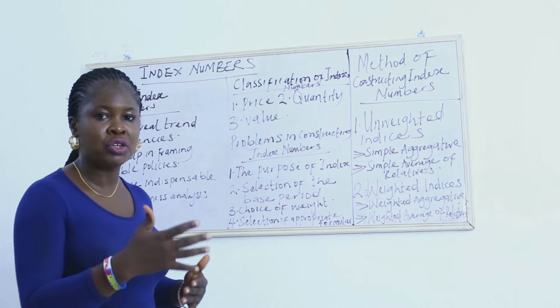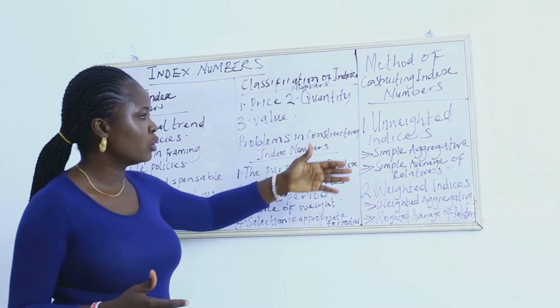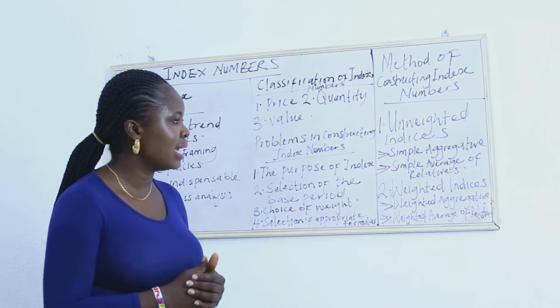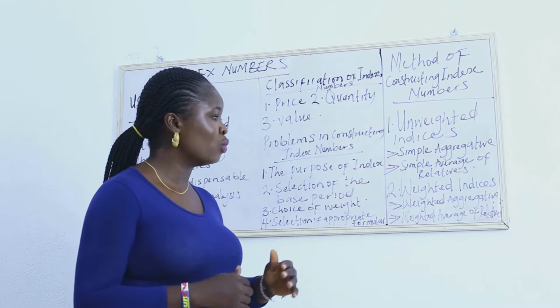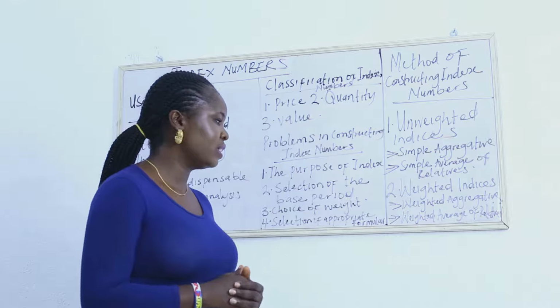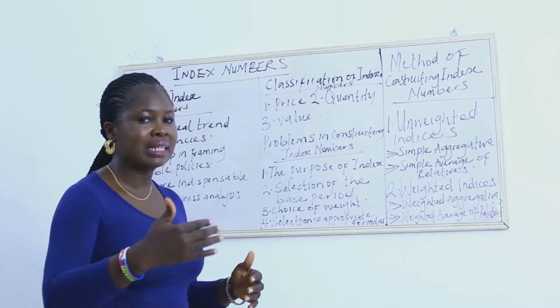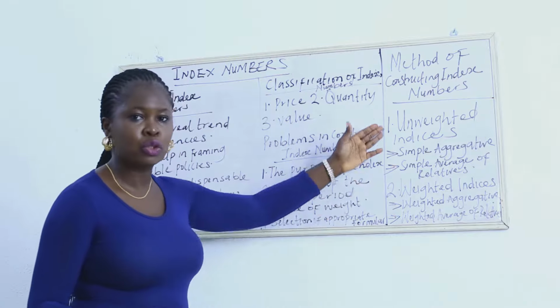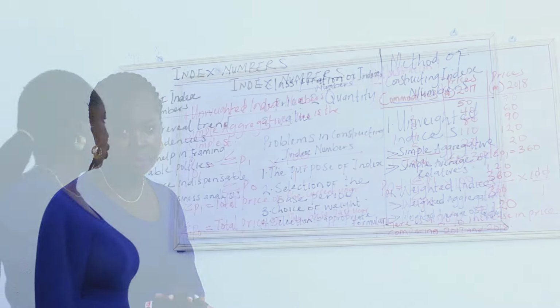The next slide will be showing us how we solve each of these methods of constructing index numbers, starting from unweighted, looking at the simple aggregative and simple average of relatives. Then we'll also look at weighted indices, the types of weighted indices we have. We'll look at weighted aggregative, then weighted average of relatives. Then we'll look at examples and illustrations that suit all these methods that are listed on the board.